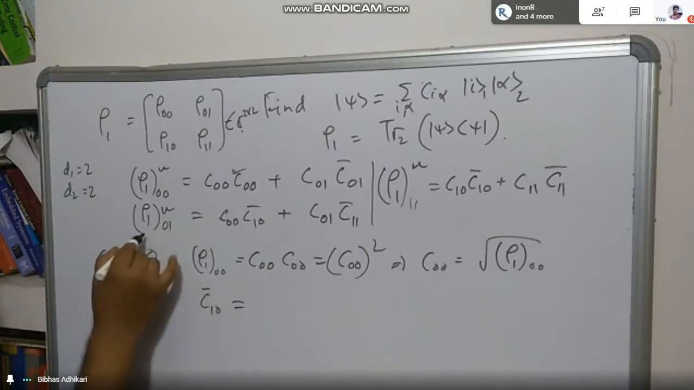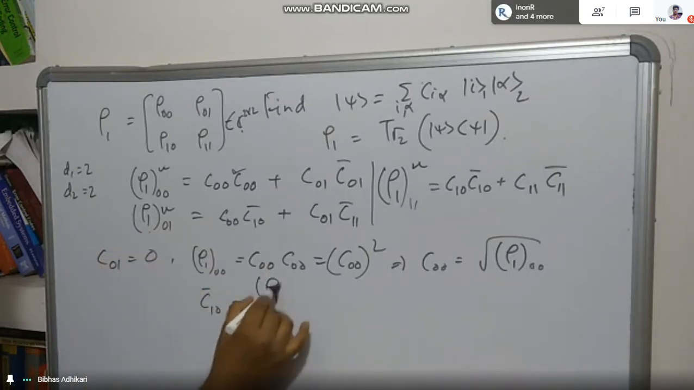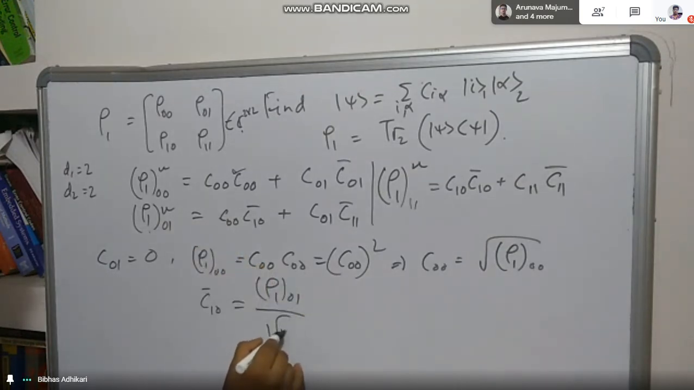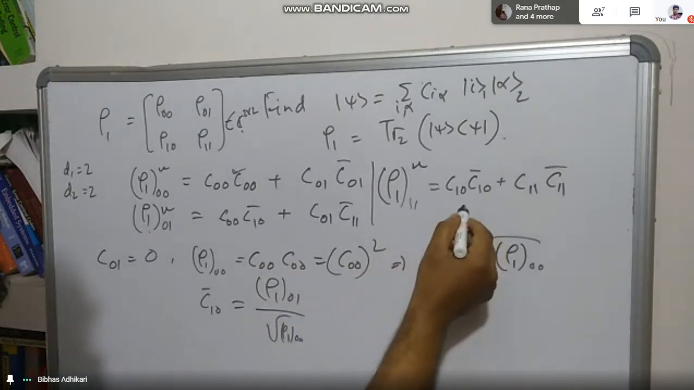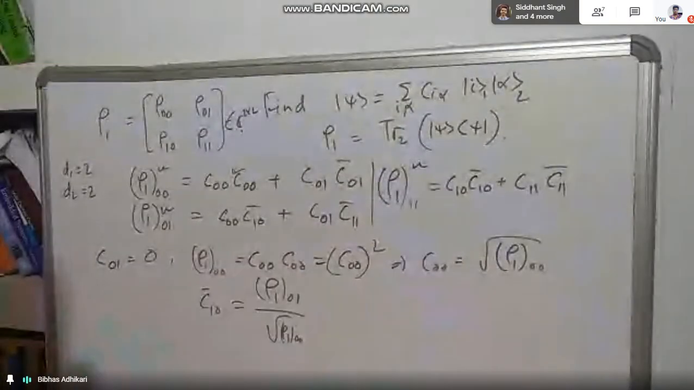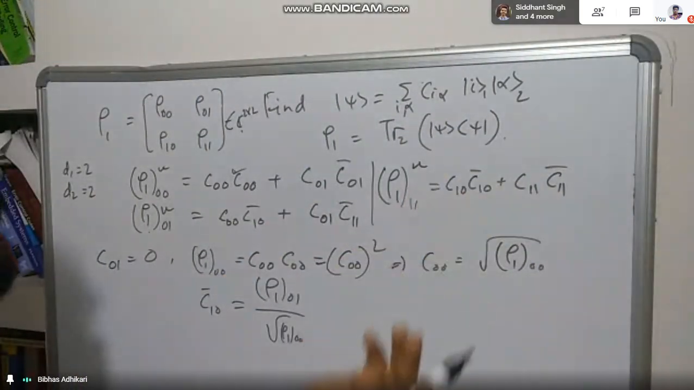This I'll get as this. Okay, divided by C00, which is this. And once I know this, then I can find the value of this C11. Even if we want to take C1 to be equal to real, now it's very simple.